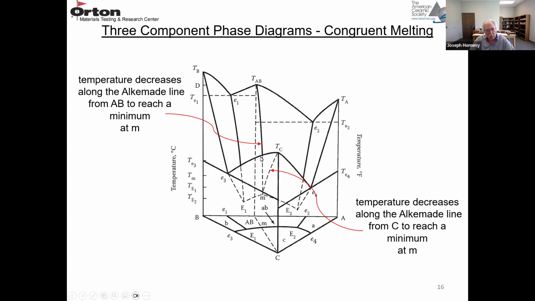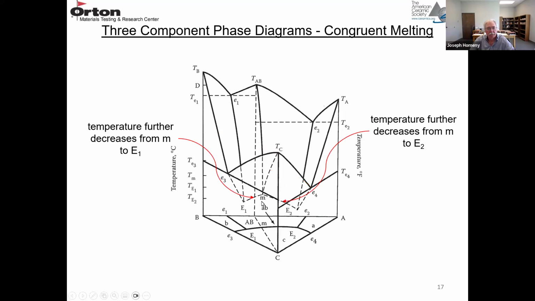So the temperature is going to decrease along the alkemade lines, and they're going to reach a minimum at M. So this one decreases from AB to M, and then the other side here decreases from C to M. And then as you further decrease the temperature, you're at this low melting point M, but you'll go from M to E1 or M to E2, depending on your composition where it starts.